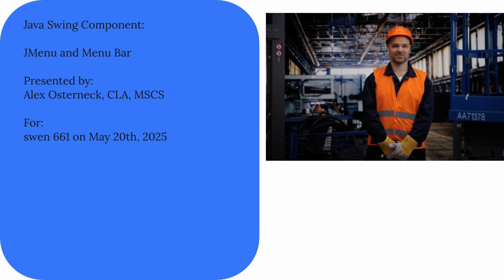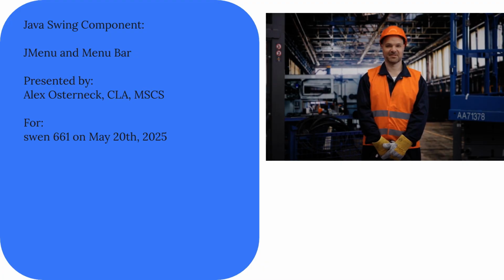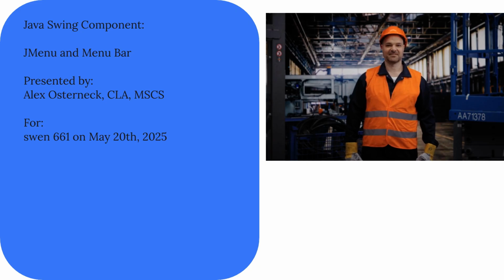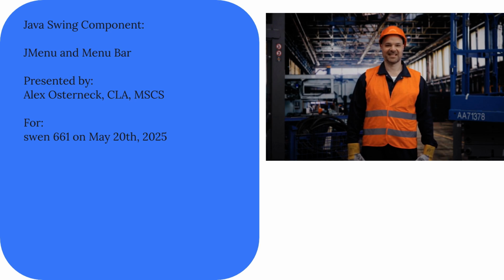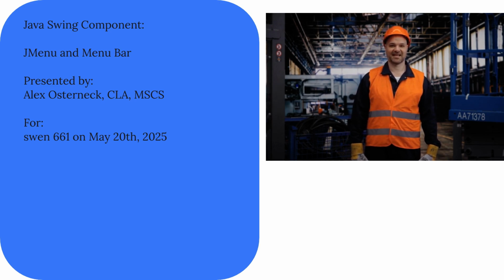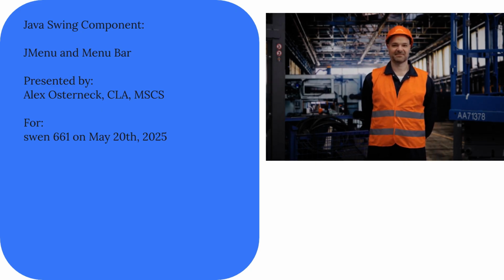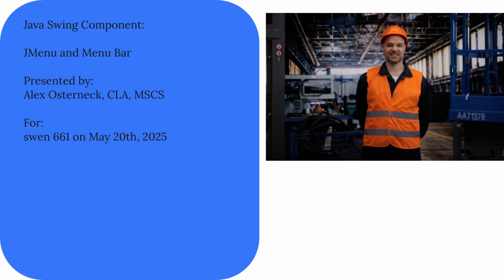Java Swing is a GUI toolkit for programming Java, used mostly as pre-built layout managers for event handling, such as buttons, text fields, labels, menus, and password fields. Within Java Swing, JMenuBar, JMenu, and JMenuItem are part of the Java Swing package. Let's begin our SWN 661 presentation for today, May 20th, 2025.